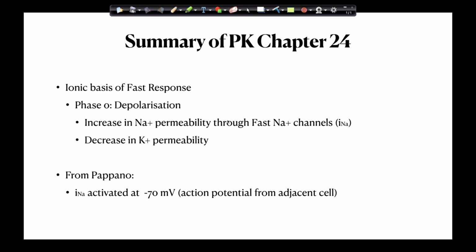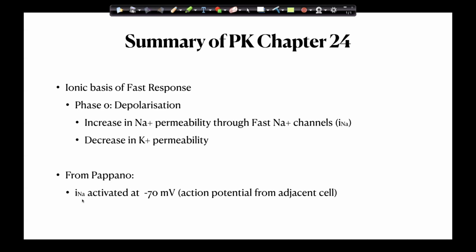Now, we're going to move on to phase 0, which is the depolarization phase. So there is an increase in sodium permeability through the fast sodium channels, or INa. And this is a rapid response, as opposed to the sino-atrial node, which is a slow response. Okay. There's also a decrease in potassium permeability.